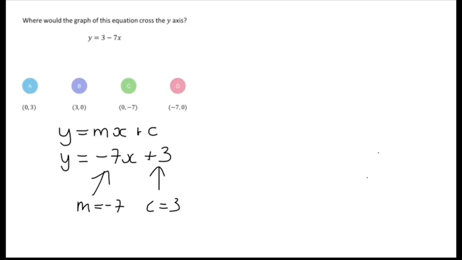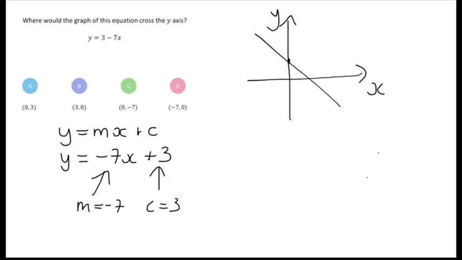is equal to 3. Now we need to write the y-intercept as a coordinate, and I'm just going to make a quick sketch of some coordinate axes. We can see that whenever any straight line crosses the y-axis, the x-coordinate is always 0. So that leaves us with a y-coordinate of 3, and that tells us our answer.